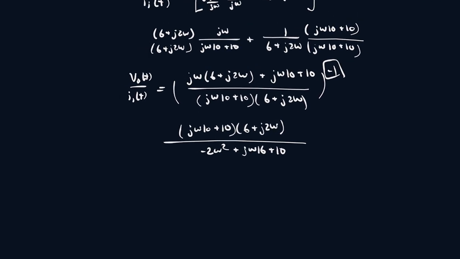Now what I'm going to do next is factor out a 10 from all of this, and then factor out a 2 from all of this, and then factor out a 2 from all of this as well. Okay, so this and this cancel each other out. So now we're just left with the following.